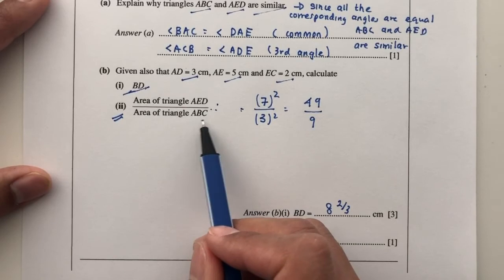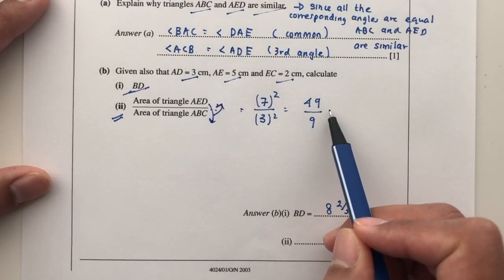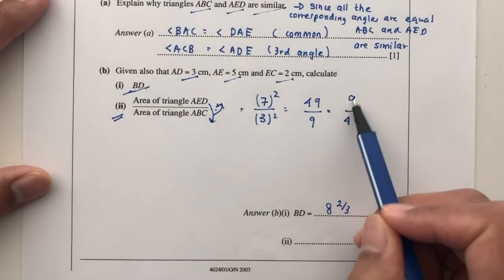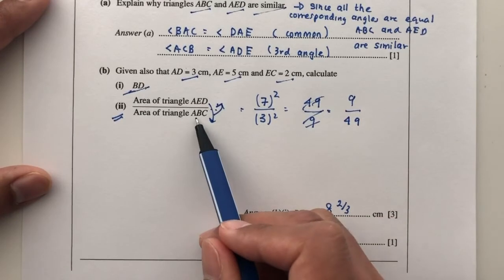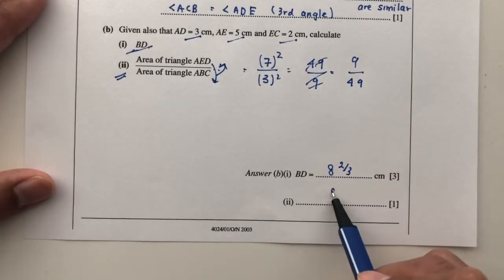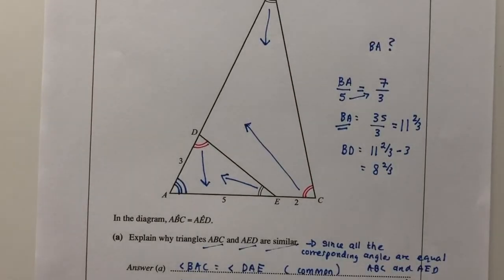Oh wait, I made a mistake, it should be upside down. 49 will be on the bottom and 9 on the top, because ABC is the big one and AED is the small one. So that will be 9 over 49. Okay, that is question 21.